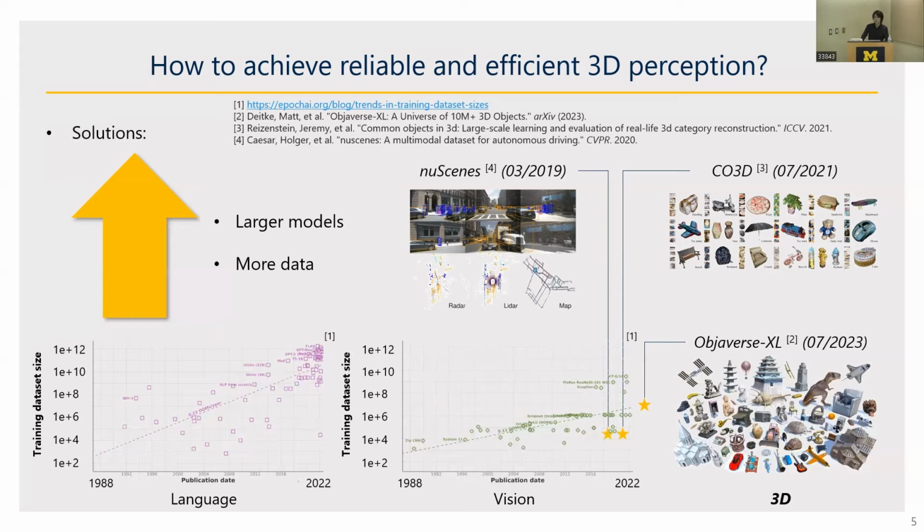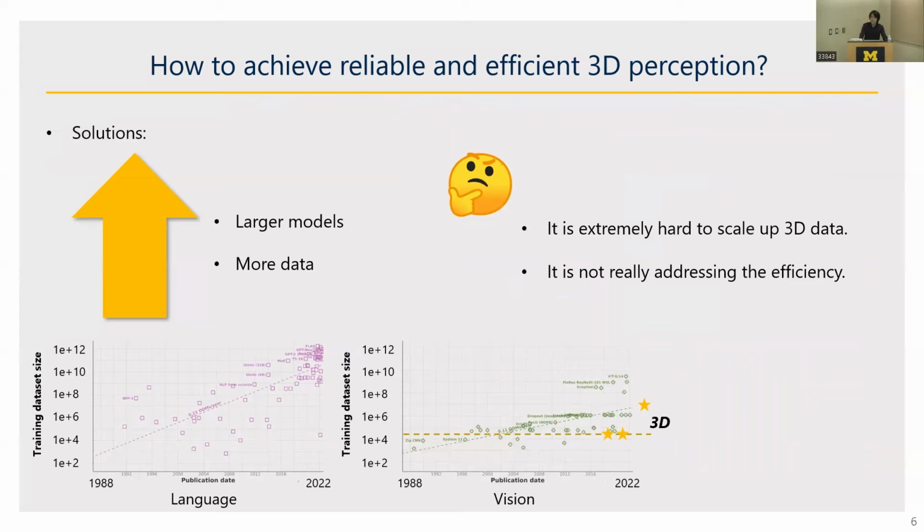Actually, most 3D datasets today are around the scale of this line, about tens of thousands of annotated targets or frames. So why is that? We can see that they are of a much smaller scale than the language and vision models or datasets. And the reason is that collecting and annotating 3D data is much more challenging than vision and language data. So we can see that it is extremely hard to scale up 3D data. And even if we can, it's not really addressing the challenge of efficiency.